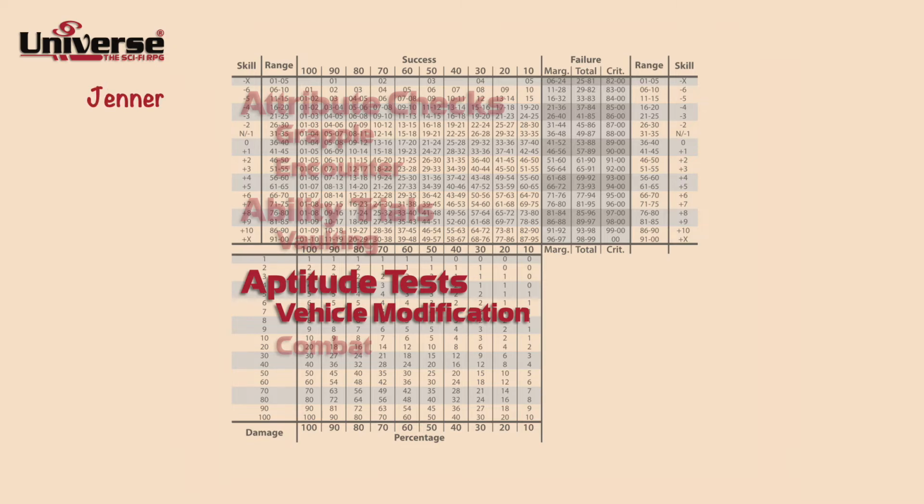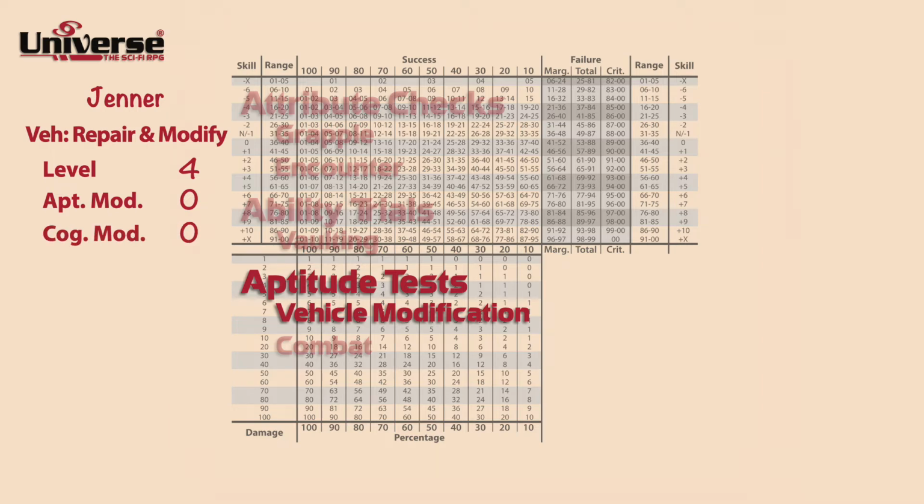Jenner is level 4 in his Vehicle Repair and Modify aptitude. This aptitude does not have a modifier, and Jenner does not have a cognitive aptitude modifier. Because the Overlord rules this task is hard, it has a -2 modifier and a 200% time modifier. To modify a vehicle according to the aptitude description, it requires 10 hours of work. Being a hard task, this is increased to 200%, which is 20 hours.